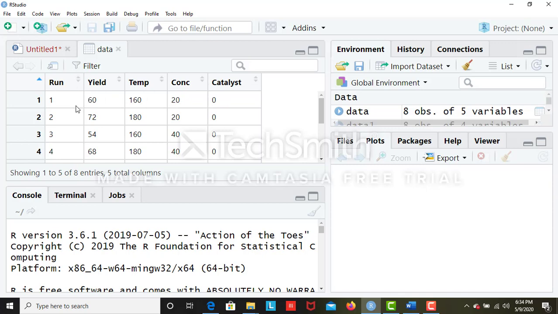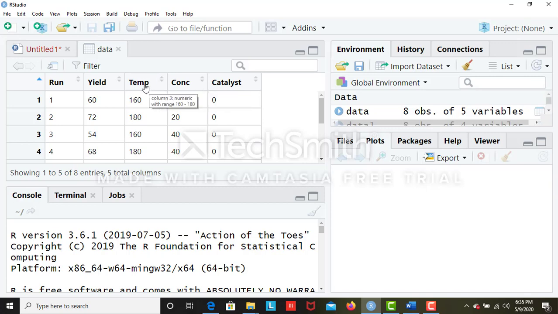This run here represents the number of times the experiment is being run. As you can see, the experiment was run 8 times. And this run in our analysis will not play any major or significant role. So we're going to have to get rid of this column because we don't need it in our analysis. The variables that we do need are these 4 variables: yield, temperature, concentration, and catalyst. And as you can see, every factor here has 2 levels.